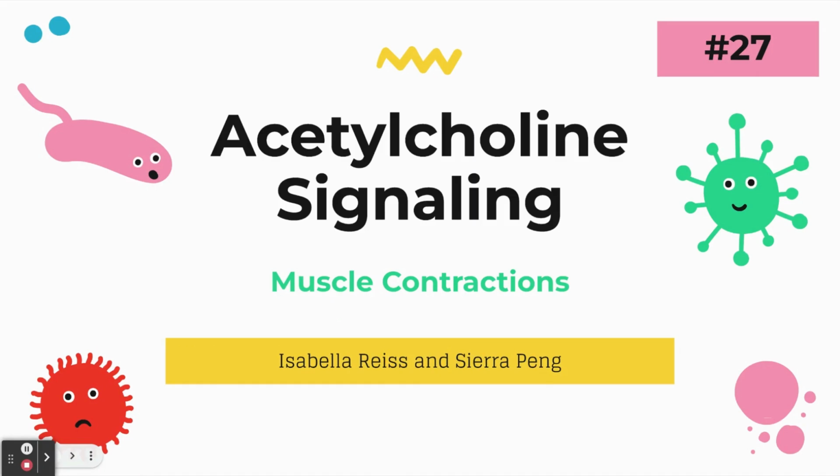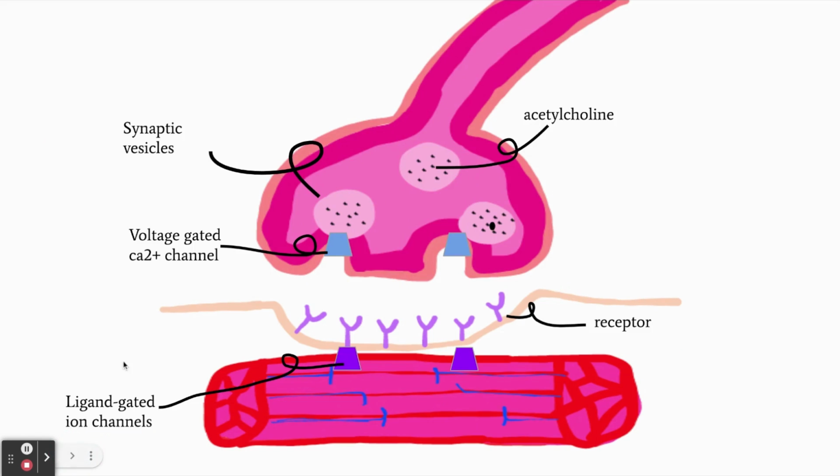This is our acetylcholine signaling and muscle contractions project by Isabella and Sierra. We are video number 27. This is my diagram of the motor neuron, muscle cell, and acetylcholine receptors that are used in muscle contraction.